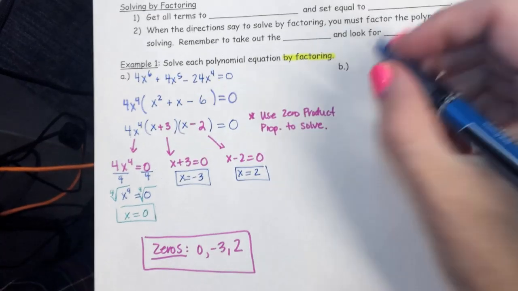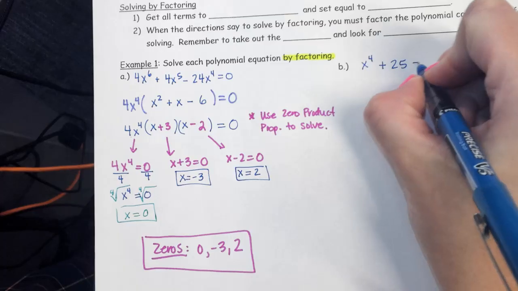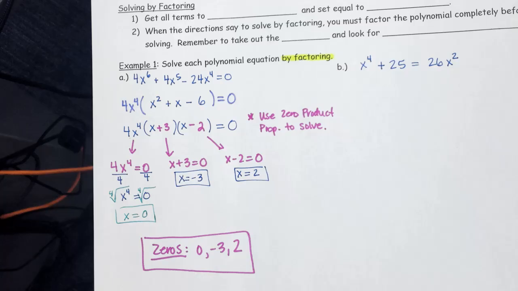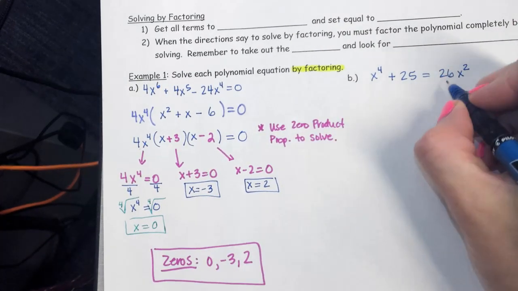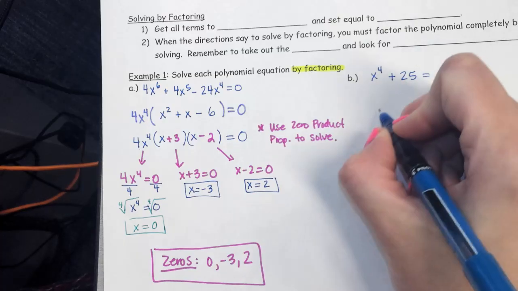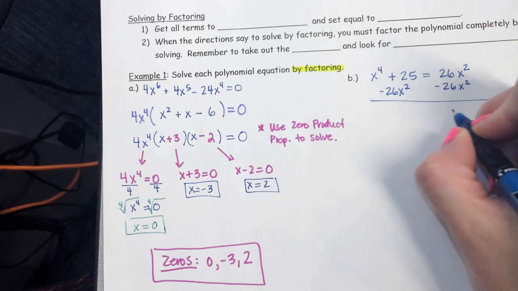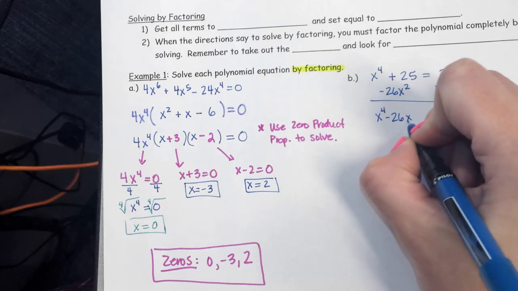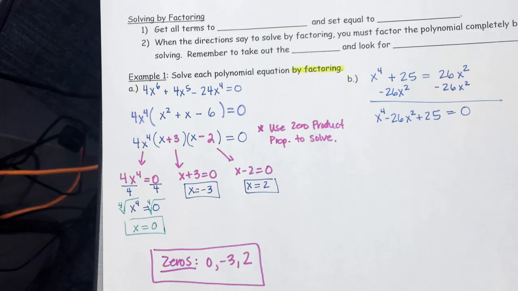All right. Part B, we have x to the 4th plus 25 equals 26x squared. Okay, your first step is moving everything over to one side, and you can choose which side. This side obviously looks better for this one because you already have 2 terms there. I always try to move things to the side that will keep that highest exponent positive because that's going to be easier to factor. And if it says solve by factoring, you will be able to factor, okay?